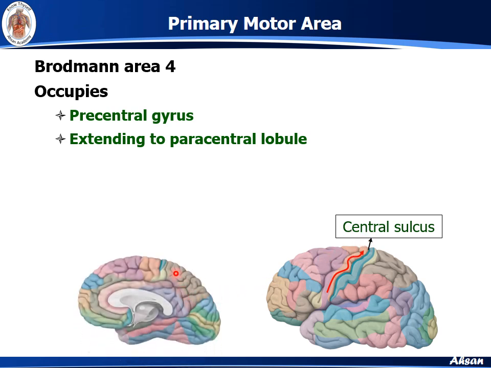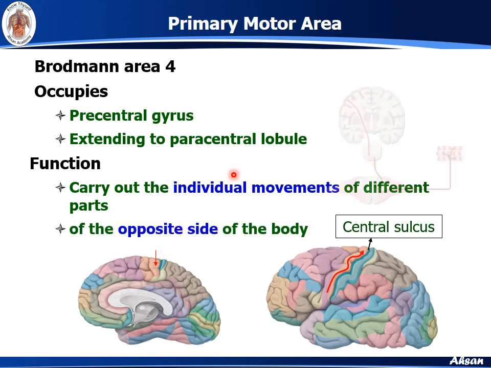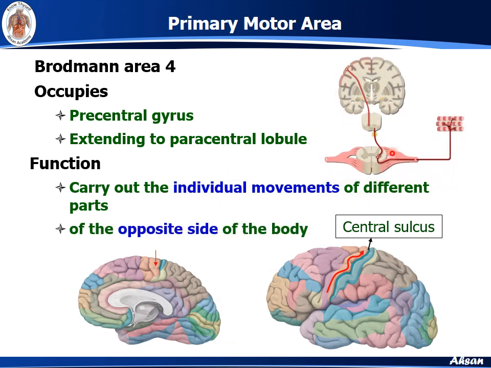Let us discuss this one. This is the medial surface, and this is the paracentral lobule and the central sulcus. The area up to the central sulcus contains the primary motor area on the medial surface. The main function of this area is to carry out individual movement of the different parts of the body, and it is controlled to the opposite side. The fibers cross the midline, and it controls the movement of the opposite side. This is known as the contralateral side of the body. The same side is called ipsilateral.